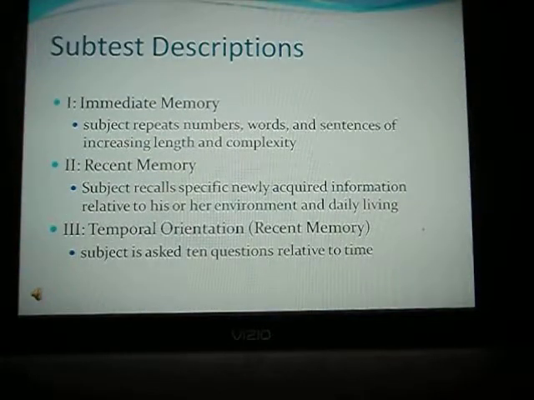The subtests are as follows. Subtest 1, immediate memory. Subject repeats numbers, words, and sentences of increasing length and complexity. Subtest 2, recent memory. Subject recalls specific newly acquired information relative to his or her environment and daily living. Subtest 3, temporal orientation, recent memory. Subject is asked 10 questions relative to time.